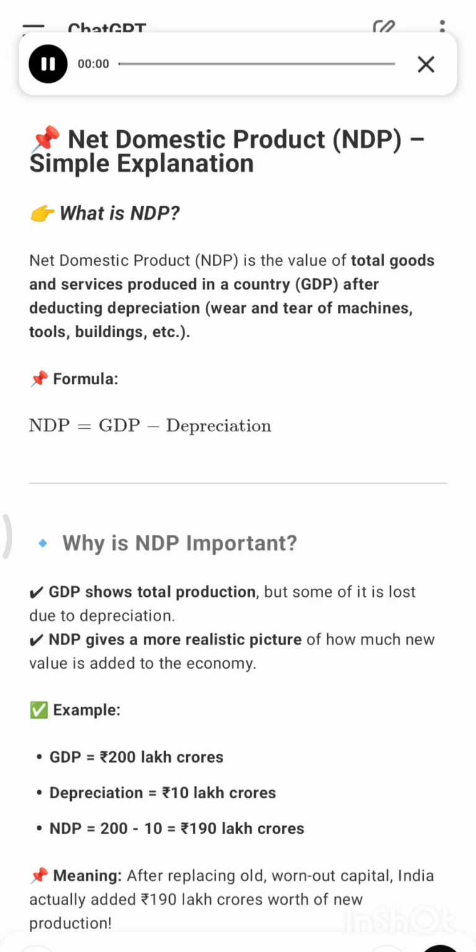Net domestic product, NDP, simple explanation. What is NDP? Net domestic product, NDP, is the value of total goods and services produced in a country, GDP, after deducting depreciation, the wear and tear of machines, tools, buildings, etc. Formula: NDP equals GDP minus depreciation.